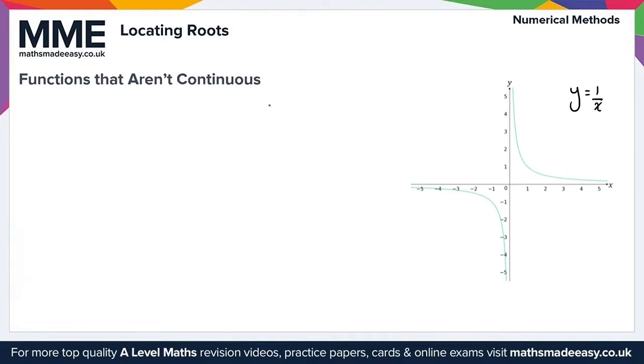So, not continuous at x equals 0 for y equals 1 over x. Okay, and we can see that here from this graph, and obviously due to the fact that if we divide by 0, that would cause us all sorts of issues. Okay, so that gives us everything we need there for functions that aren't continuous.